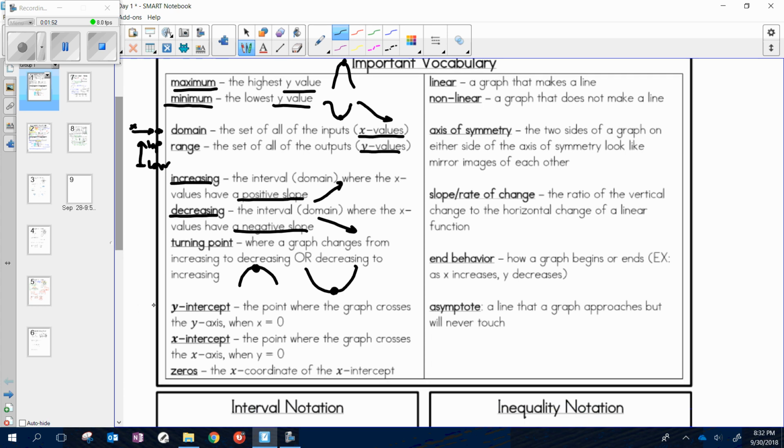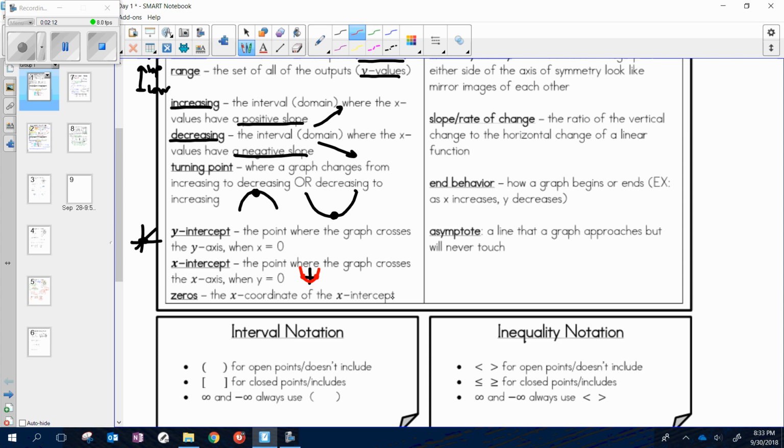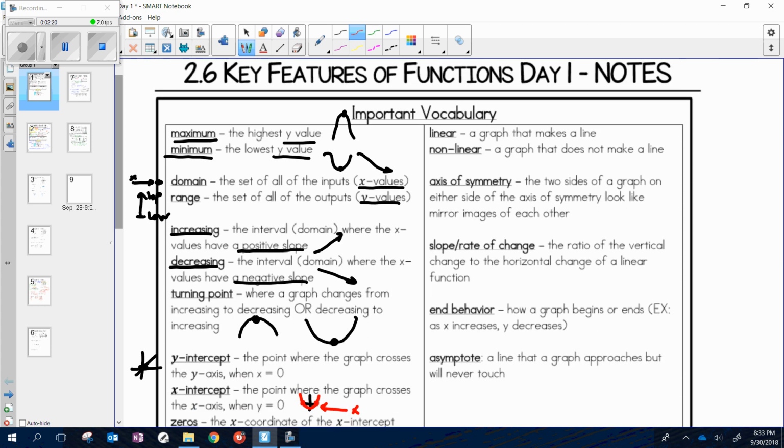A y-intercept is where a graph crosses the y-axis. So if you draw your x and y axes, an x-intercept is where the graph crosses the x-axis. So if you drew this little shape, these would be the points that cross the x-axis. Zeros, x-intercepts, that's the x value of the x-intercept. So whatever that x value was right there. So you see what I'm doing, just draw little pictures to help you remember these things.